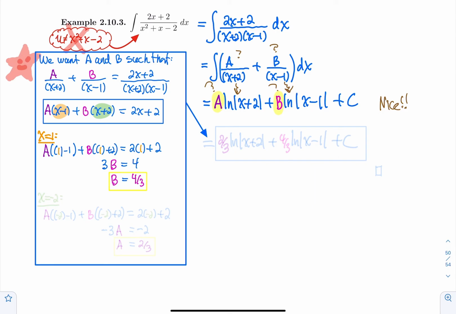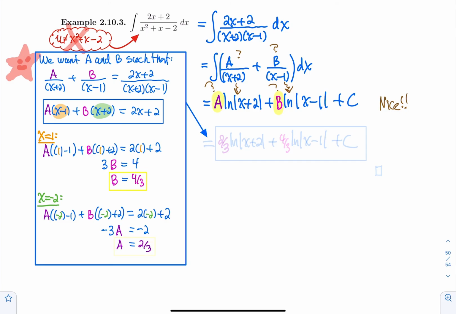Of course, you could do anything now that you know b, but might as well just keep the little trick alive. So for example, if I pick x equal minus 2, then you're going to get a times minus 2 minus 1 plus b, even if we know b here, times minus 2 plus 2, which will give us a nice 0, equal to 2 times minus 2 plus 2. So a will be multiplied by minus 3, b will be multiplied by 0, so bye-bye. So you get minus 3a is equal to minus 4 plus 2, which is minus 2. If you divide by minus 3, you're going to get 2/3.